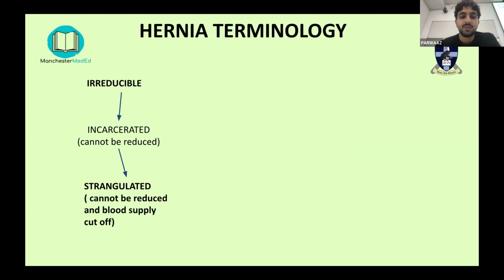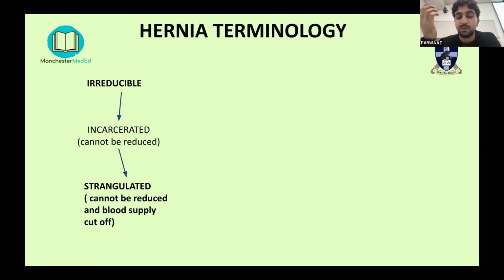The hernia then progresses to become strangulated. So that means you can't push it in. And there's also evidence of loss of blood supply. So things like pallor, severe pain, and loss of tissue on the surface indicate a strangulated hernia. If you palpate a strangulated hernia, it will genuinely cause agony to the patient because there's bowel ischemia going on.